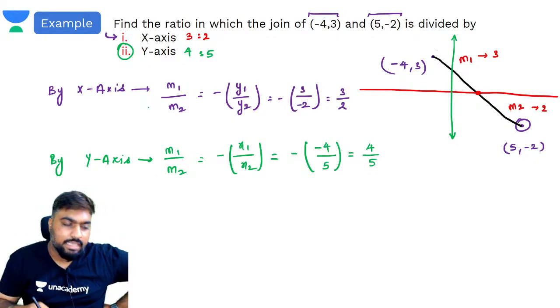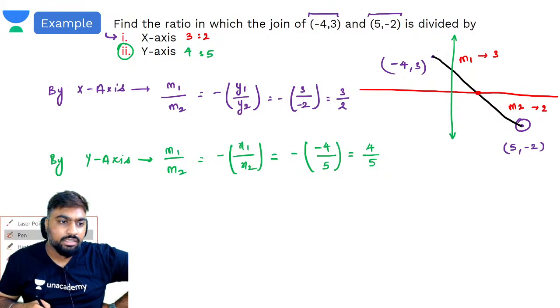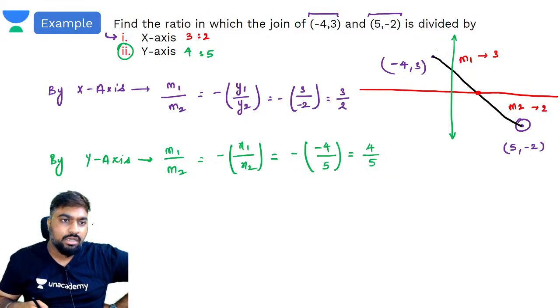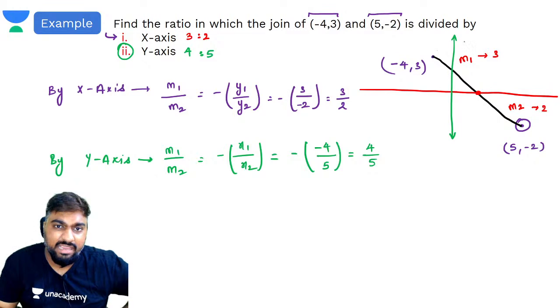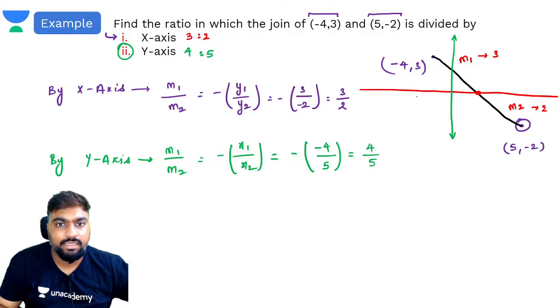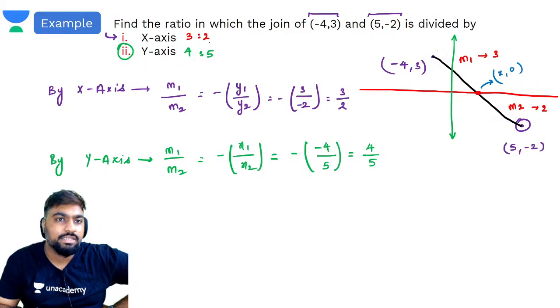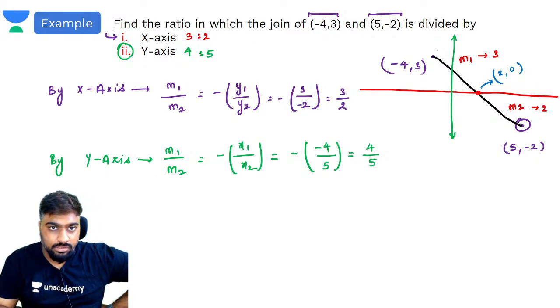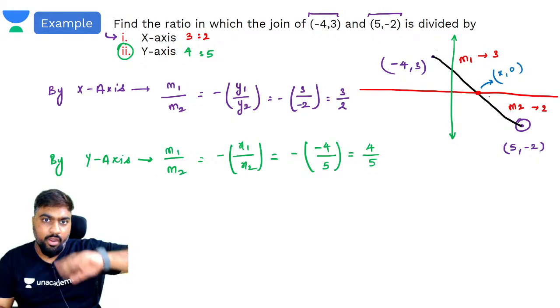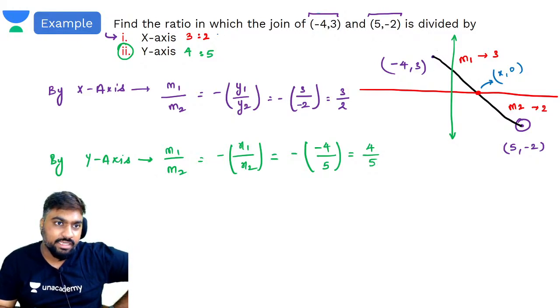Done. There's also an alternative where you find out the point. We saw this earlier, right? If it passes through the x-axis, then what will be its coordinate? If you find out this point using the section formula with the ratio 3:2, you will get x comma 0.